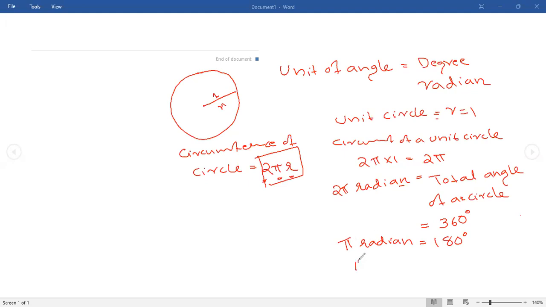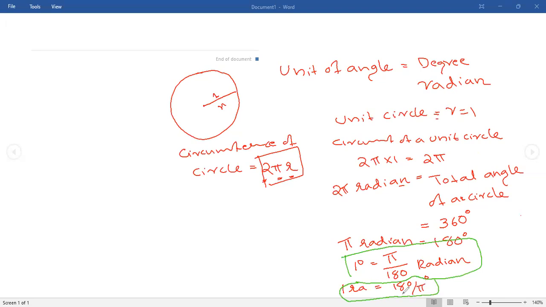So if you are looking for 1 degree, 1 degree will be equal to pi divided by 180 radian. In the same manner, 1 radian will be equal to 180 divided by pi degree. So these are the two equations that we have made. 1 degree is equal to pi by 180 radian, and 1 radian is equal to 180 divided by pi degree.